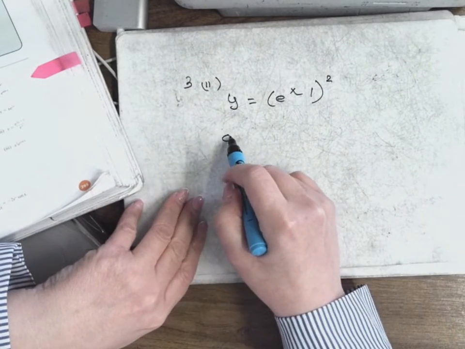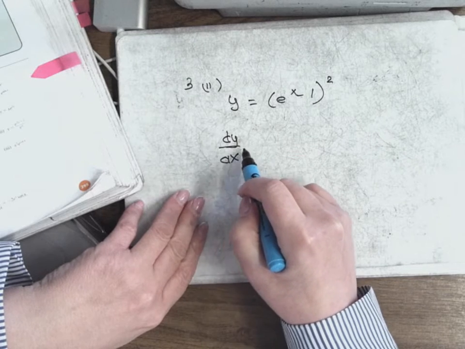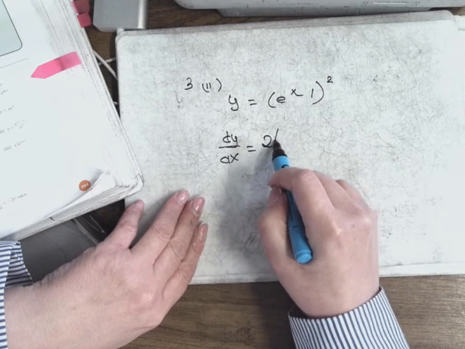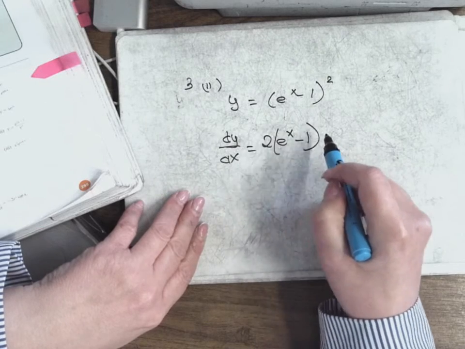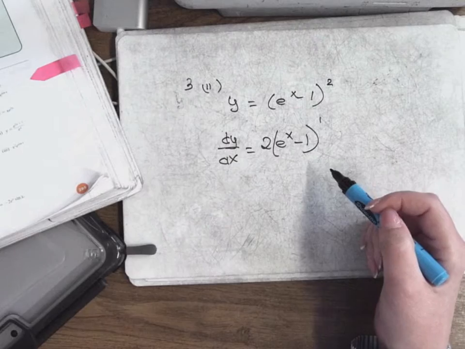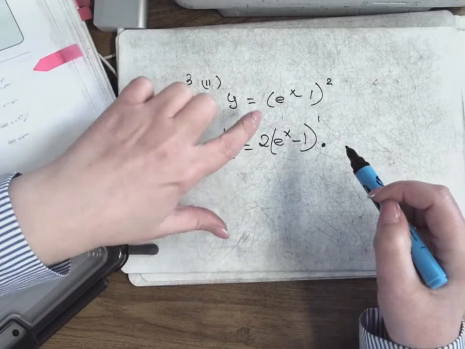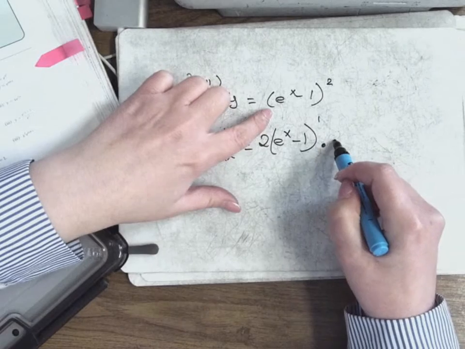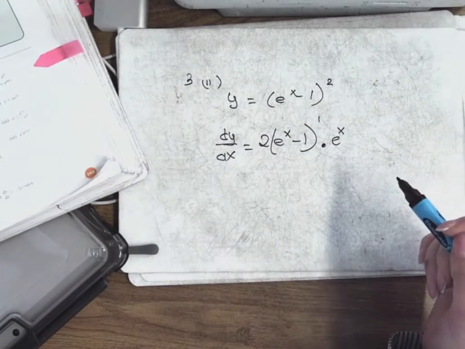So the chain rule is you differentiate the bracket, as in you bring down the power in front of the bracket, inside the bracket stays exactly the same, and you reduce the power in the bracket by 1, so it goes down to the power of 1. And then you differentiate inside the bracket, so differentiating e to the power of x, you get e to the power of x, and differentiating minus 1, you get 0.